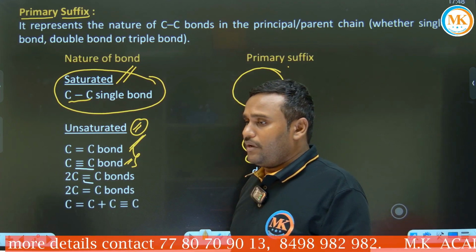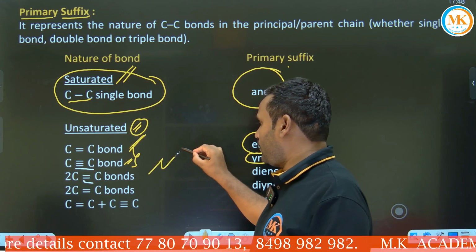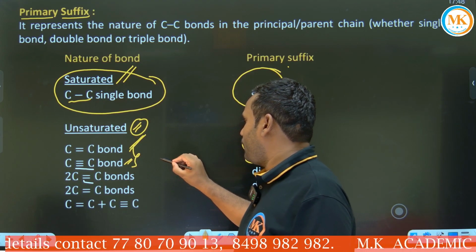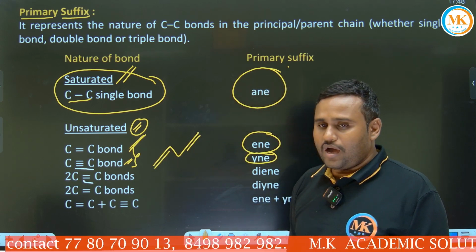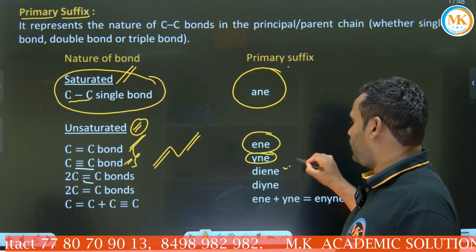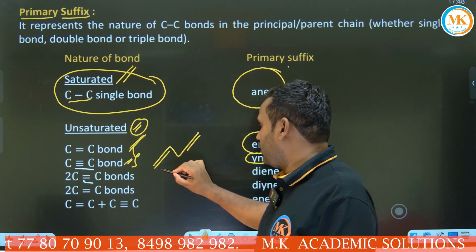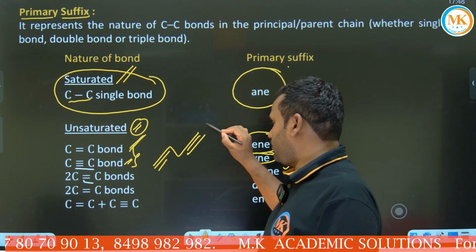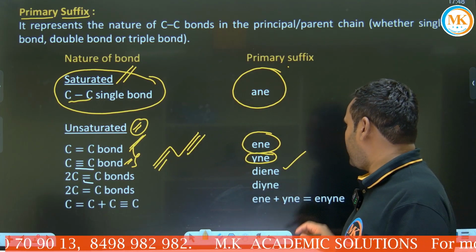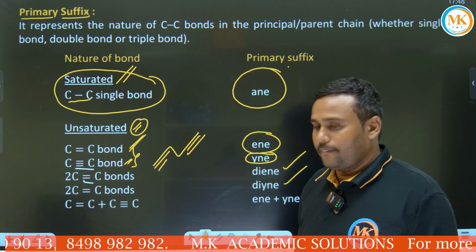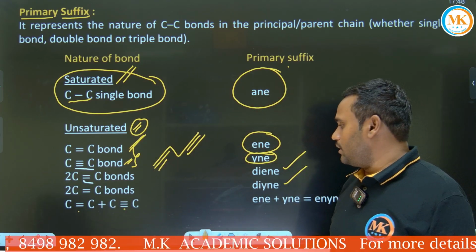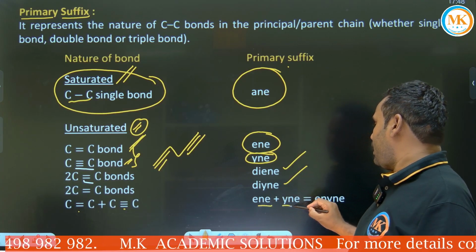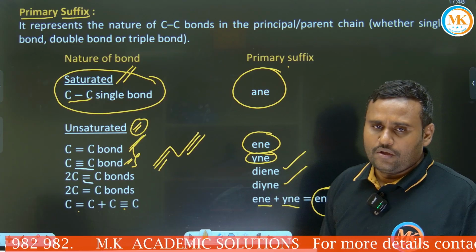When two carbon-carbon double bonds are there, for example in a compound like this, we use diene. And when two triple bonds are present, we use diyne. And when a double bond and triple bond combination is present, we use ene-yne.